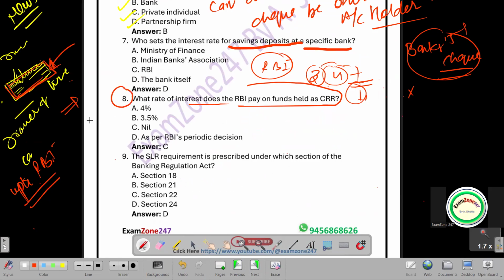This question number 8 was asked in a number of exams. What rate of interest does the RBI pay on funds held as CRR? Yes, nil. RBI does not give any interest on this. 0%.